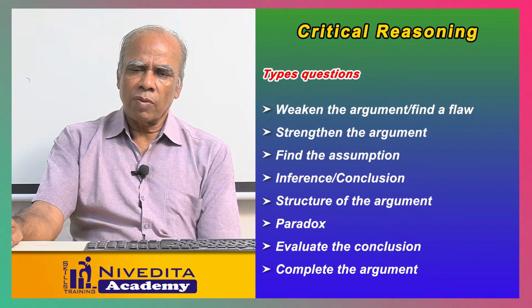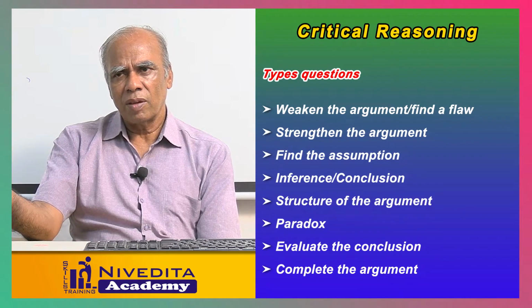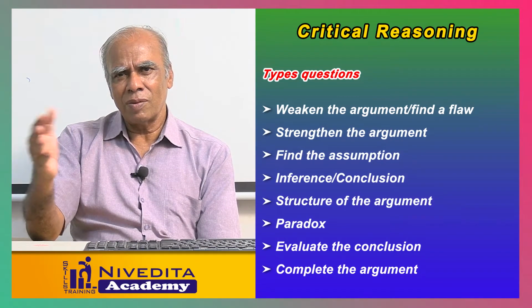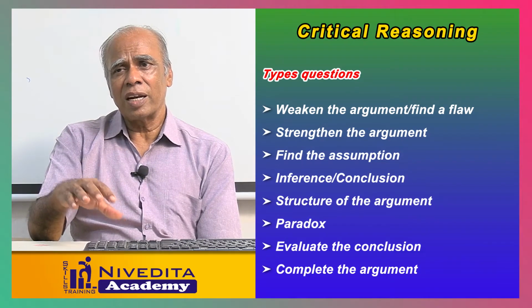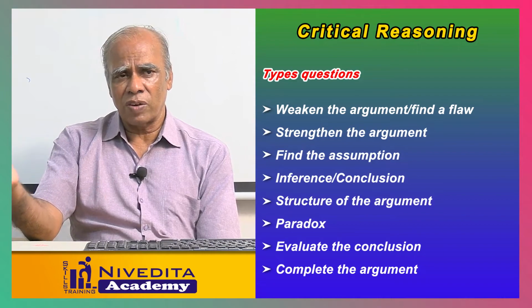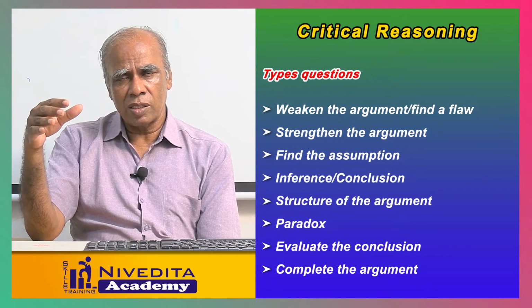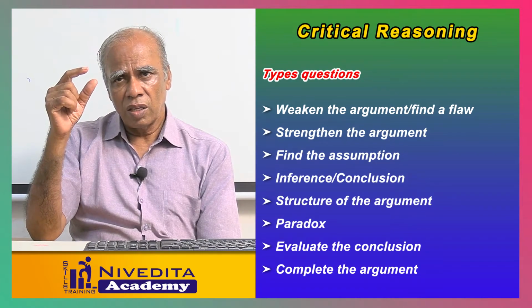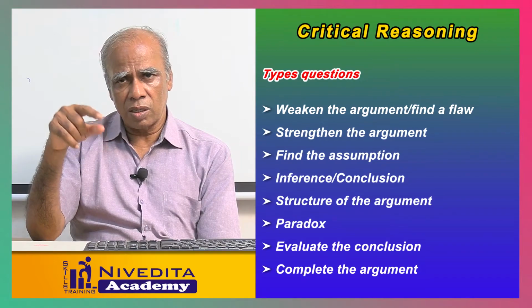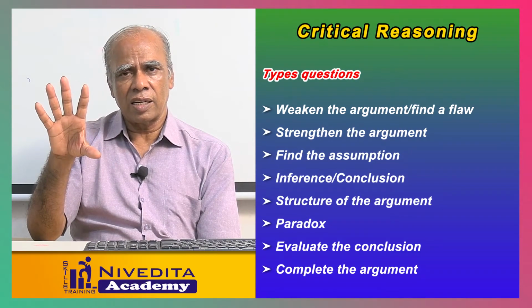Then there is the structure of the argument. You find out the structure of the argument also. And paradoxical statements will also be there. Paradoxical means something will be there and then a negative also will be there. So you find out whether such statements are there or not, and evaluate the conclusion. Finally, after knowing all these things, what is the conclusion? You evaluate whether what you have chosen out of all these 4 options is the correct answer or not.